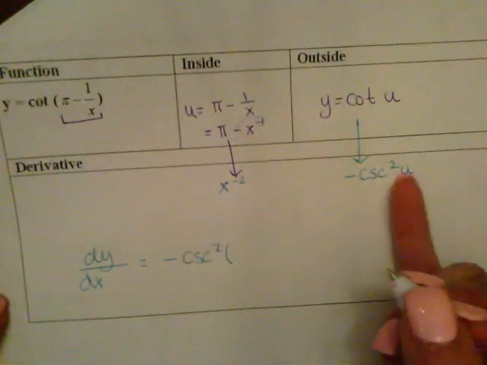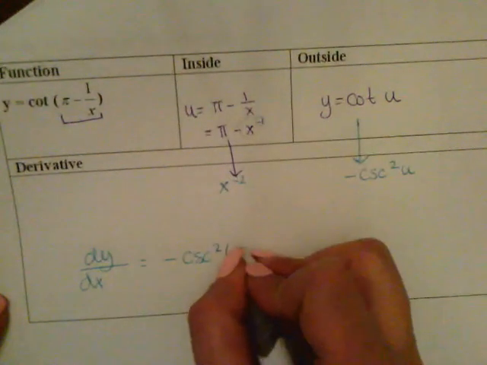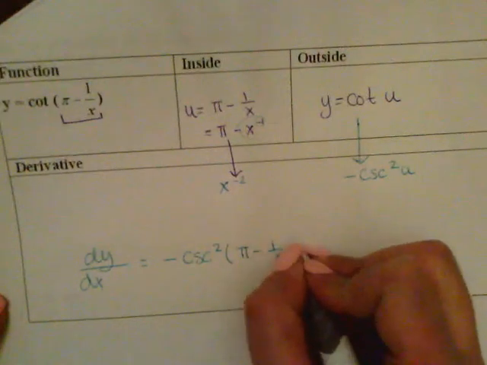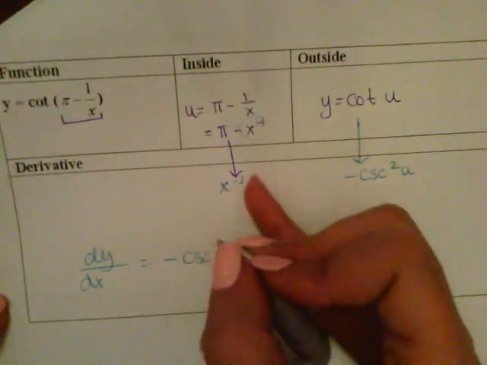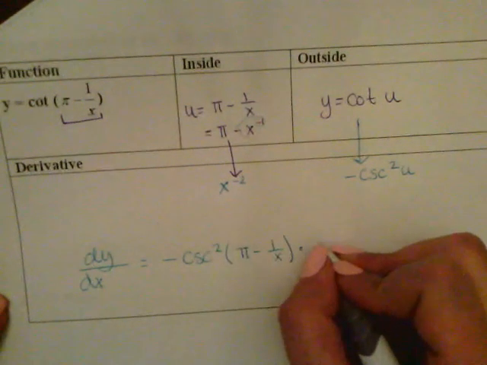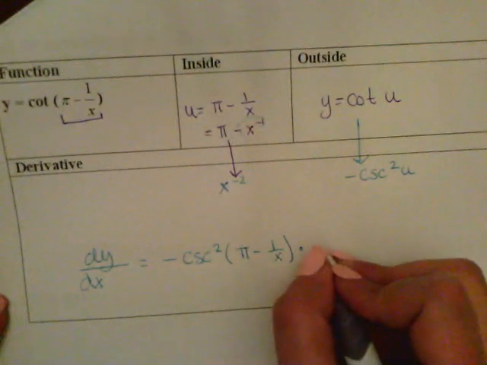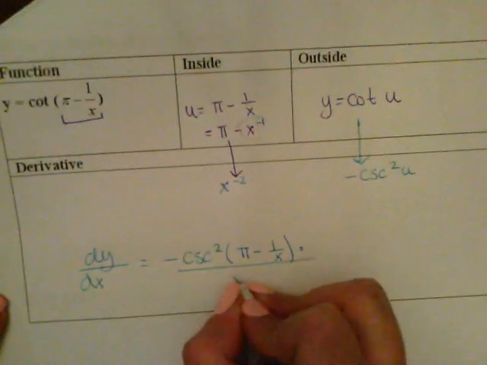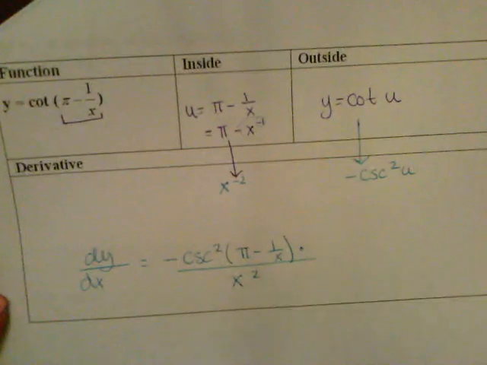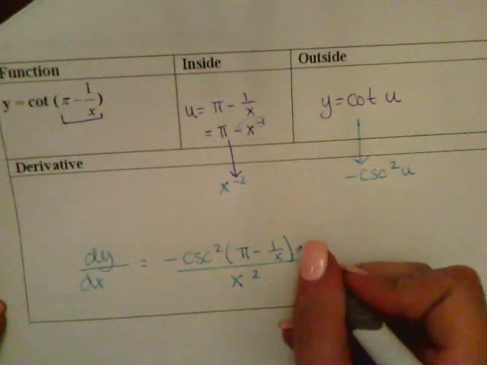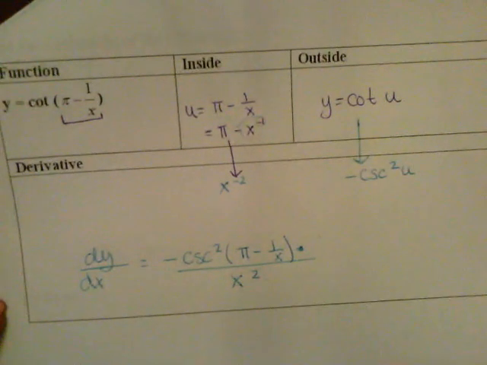What is u? u was pi minus 1 over x times x to the negative 2. I'm just going to right away write that as 1 over x squared. So I'm going to put the x squared down here. Okay, you don't need that multiplication sign right there.